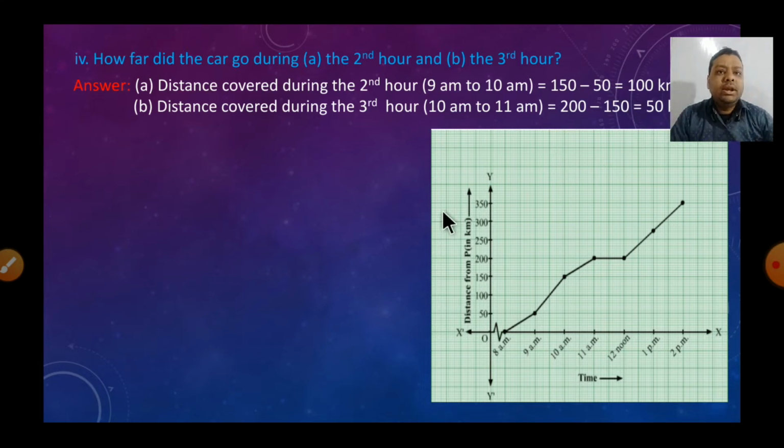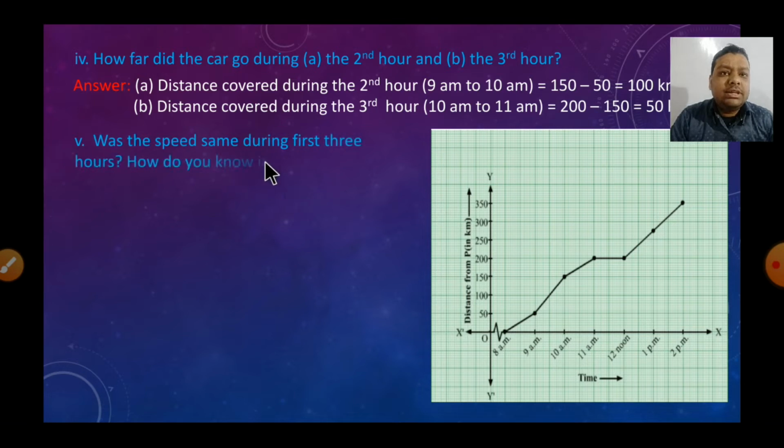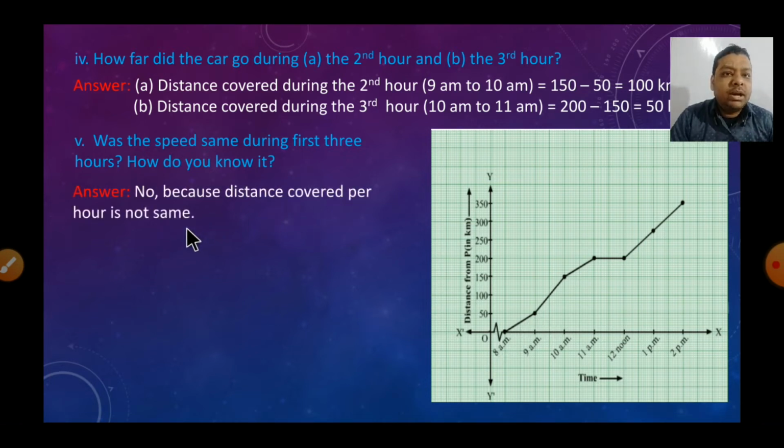Now the question is, was the speed the same during the first 3 hours? How do you know it? From 8 a.m. to 9 a.m. it is 50 kilometers, from 9 a.m. to 10 a.m. it is 100 kilometers, and you can see the line going downward. It is increasing, then again decreasing, for the first 3 hours: 8 to 9 a.m., 9 to 10 a.m., 10 to 11 a.m. So the speed is not the same. We can say no, because the distance covered per hour is not the same.